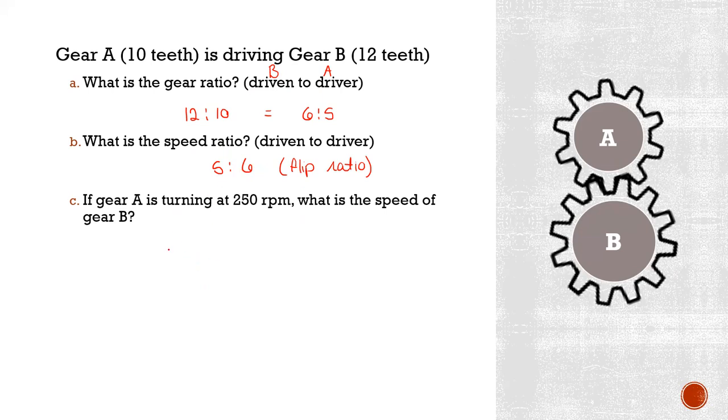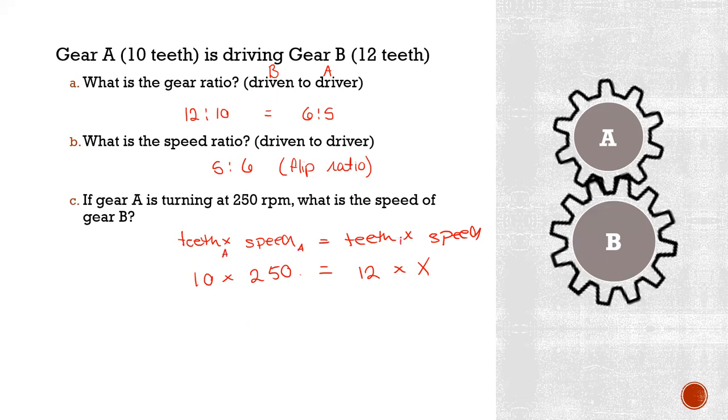So in order to figure this out, let's do the same as we did before. So we have teeth times speed is equal to teeth times speed. And let's plug in the information. So A has 10 teeth and it's going at 250 RPM, which is equal to 12 teeth times X RPM. Okay, I'm going to label these. This is A, this is B.